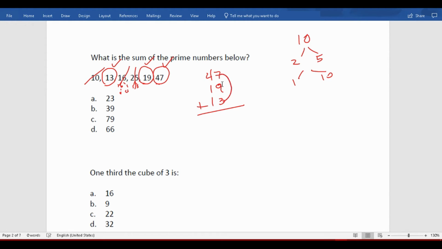7 plus 3 is 10, plus 9 is 19. Carry the 1. 4 plus 1 is 5, plus 1 is 6, plus 1 is 7. So we know the answer to this question is 79.